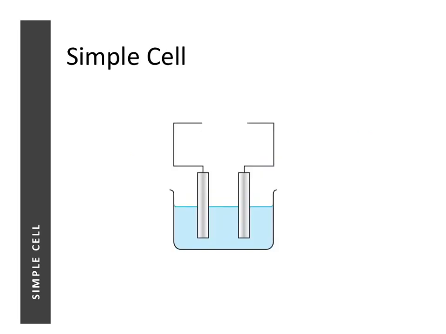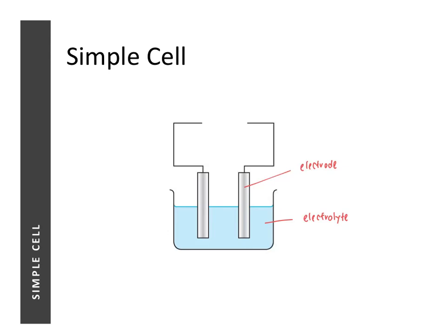So now let's take a look at the components of a simple cell. It looks like an electrolytic cell, and same thing, there are three important components. The first component is your electrode. The second one is your electrolyte. So these two are the same as for your electrolytic cell.